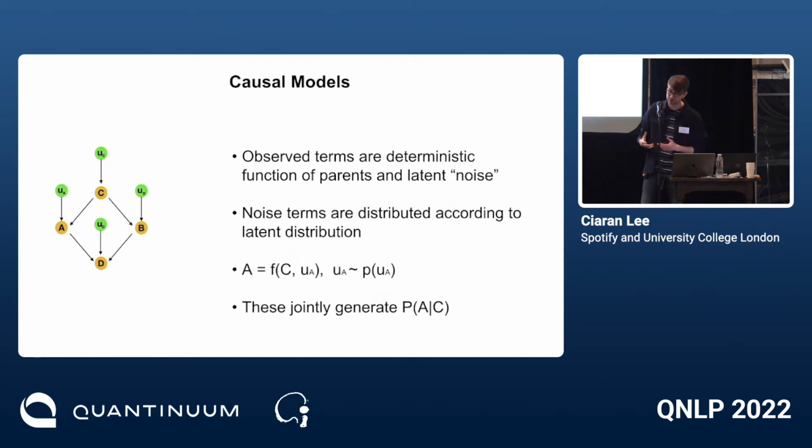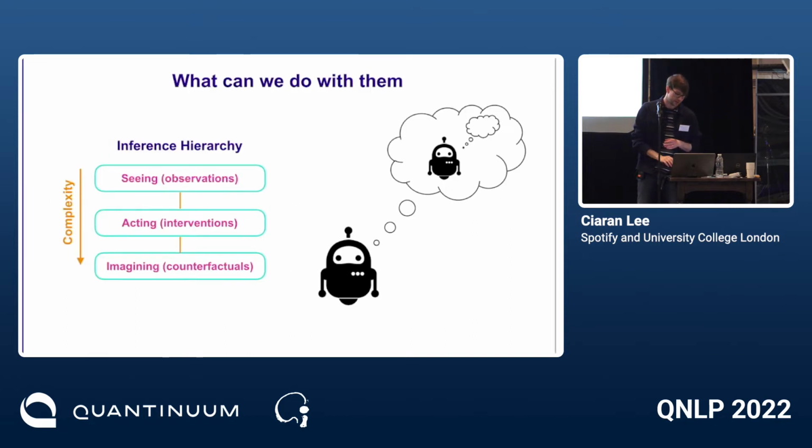So we have all this structure: the joint distributions and the functions underlying them. And the question is, when we have this, what can we do with it? So Pearl, who's one of the fathers of causal inference in the computer science community, defined what he called a causal hierarchy. So, three things that we can do with a causal model.